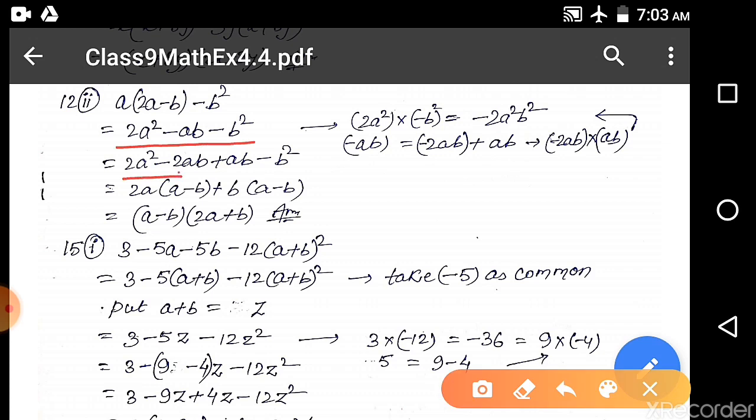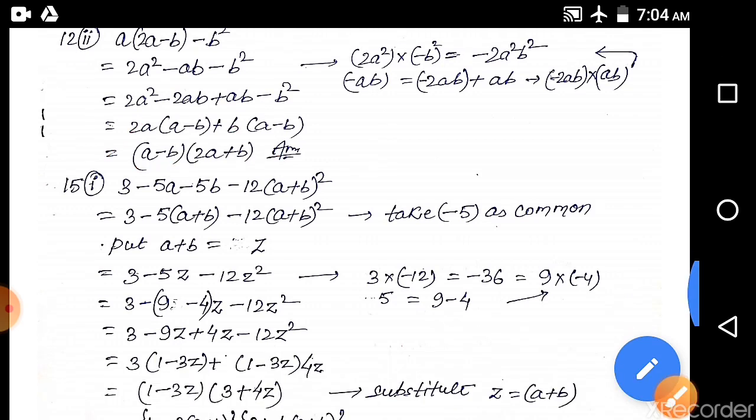For this ab we will write minus 2ab plus ab. Now we will take out the common factors from the first two terms. From the first two terms we have 2a as a common factor, a minus b. Now for this a minus b, from the second two terms we have to take b as a common factor. Now a minus b is taken out common, and what is left? 2a plus b. So this is the factorization.